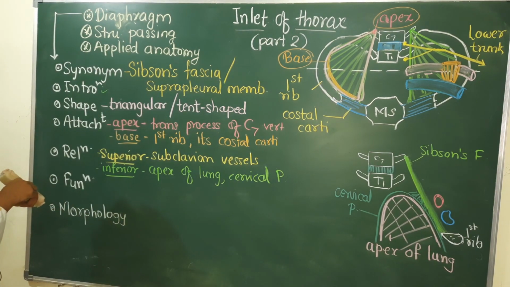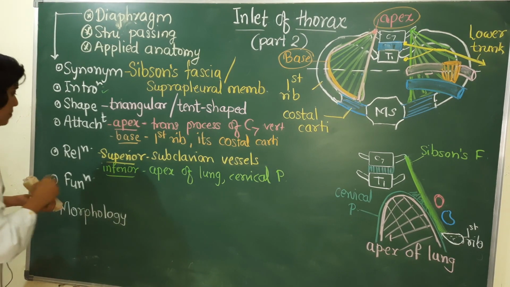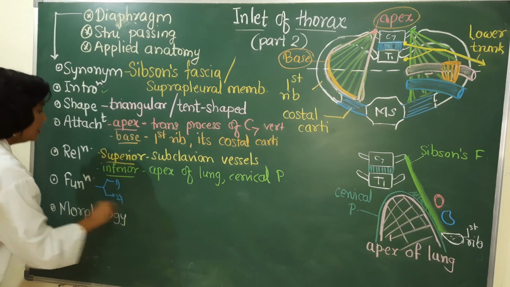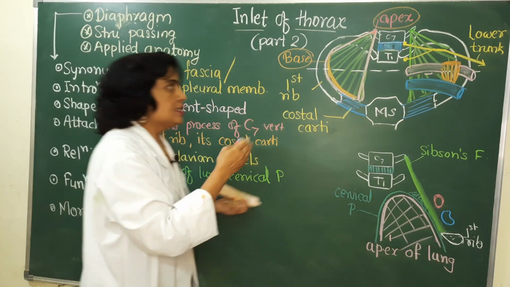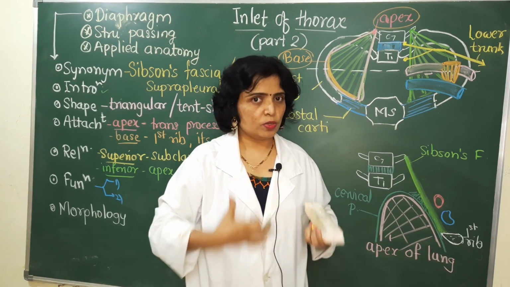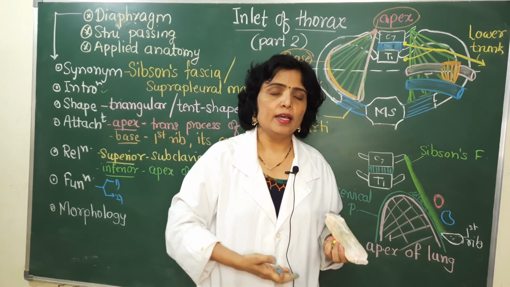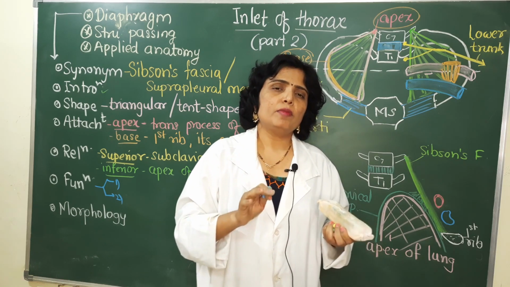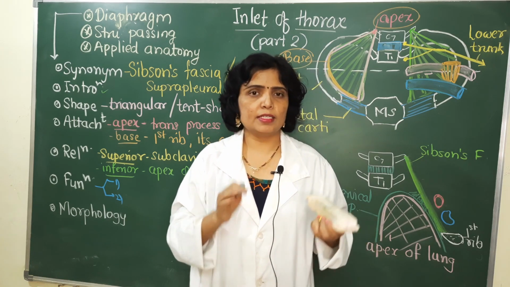Now coming to the functions, it has actually 2 main functions. See, this is the inlet, and here you get this diaphragm. Likewise for the thoracic cage you get the outlet where you get the diaphragm, that is the thoracoabdominal diaphragm. This thoracoabdominal diaphragm is the principal muscle of inspiration.